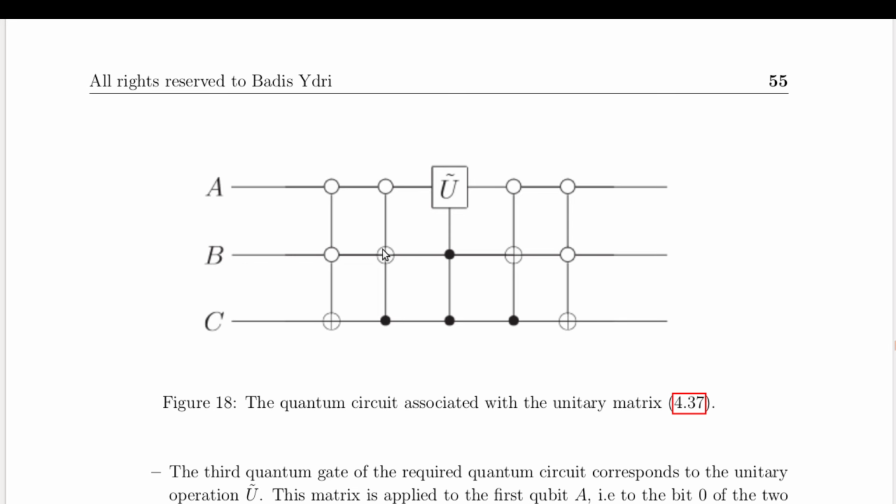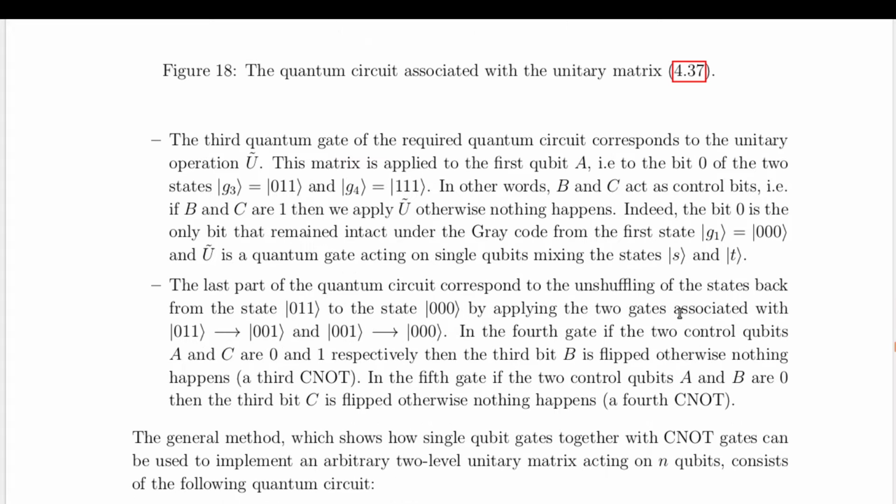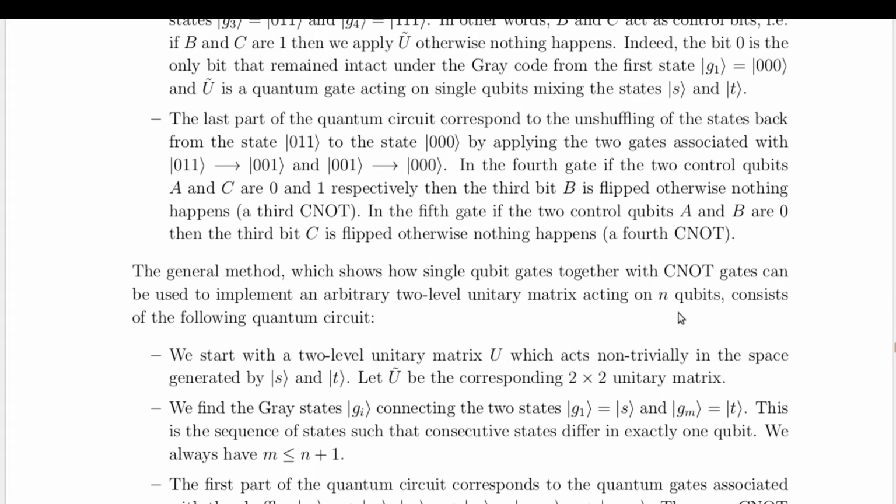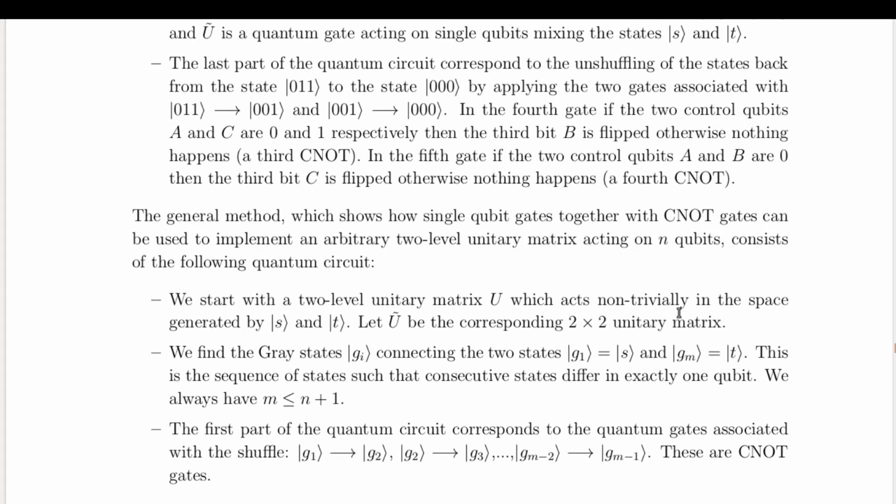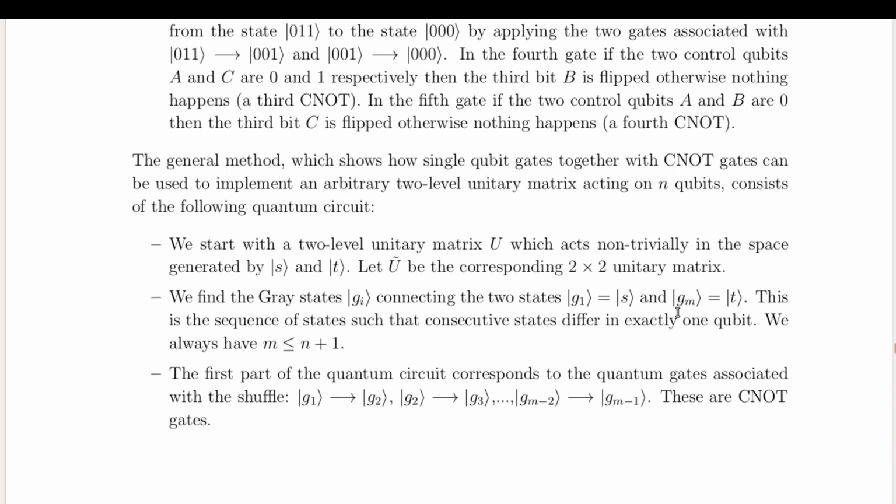Unitary operation U tilde. Next, U tilde acts on A when B and C are both 1, mixing G3 and G4, which is equal to 111. Unshuffling. Finally, 2 more CNOT gates reverse the initial transformations, taking G3 equals 011 back to G1 equals 000. This process demonstrates how CNOT gates and a single controlled operation can implement a two-level unitary matrix in a 3-qubit system. To implement a two-level unitary matrix U on n qubits using single-qubit and CNOT gates, the process follows the same steps as in the above example.